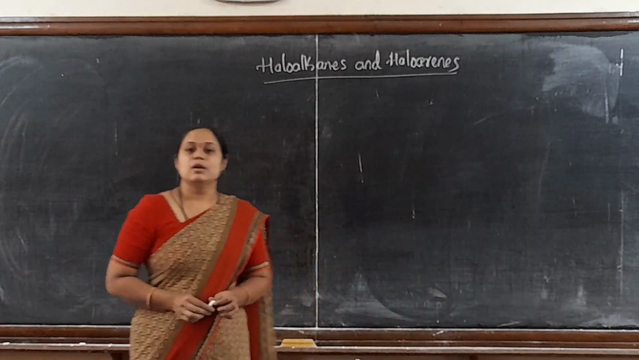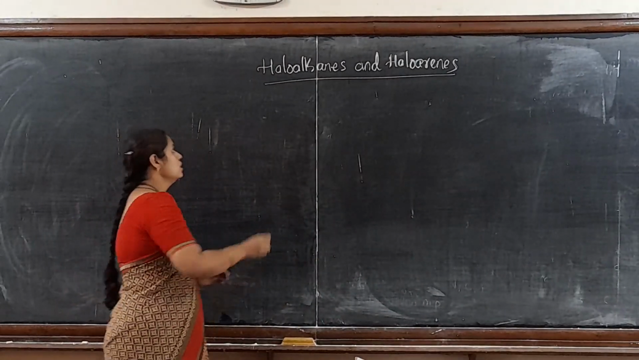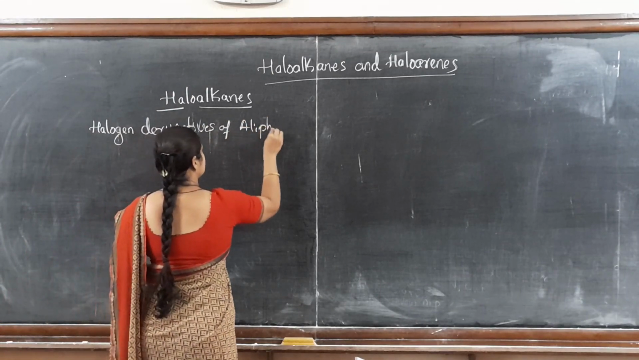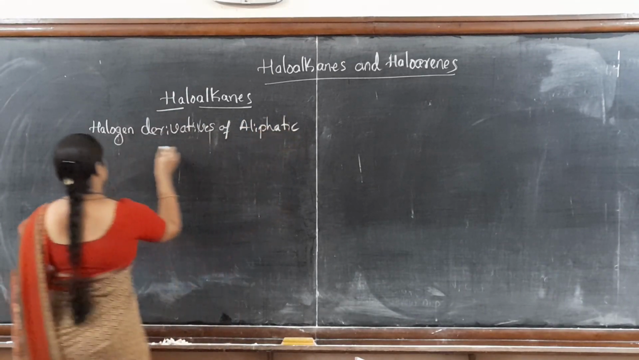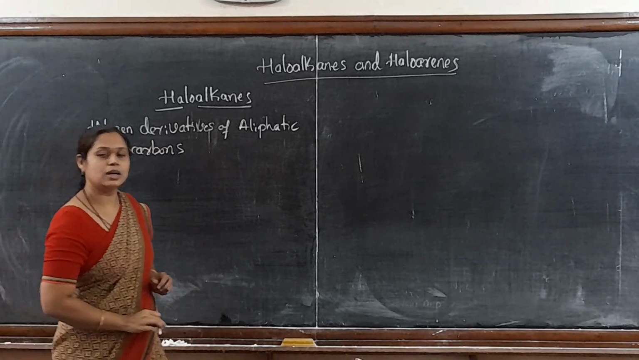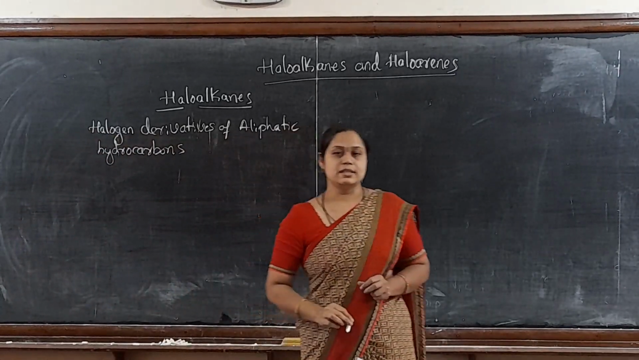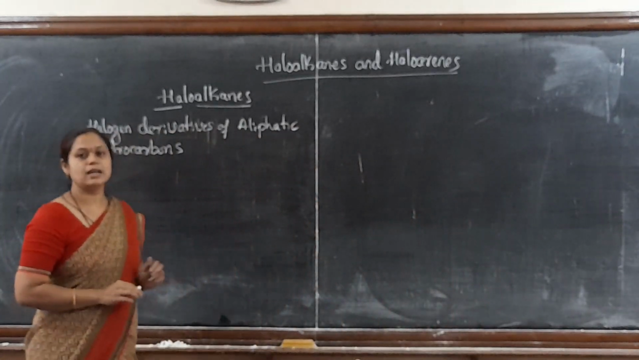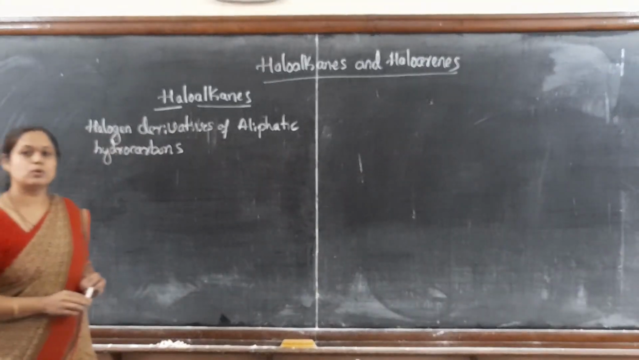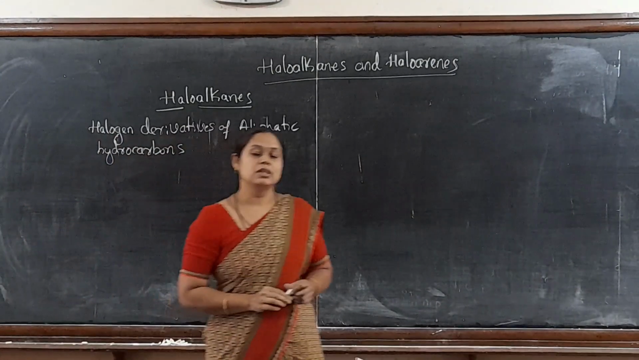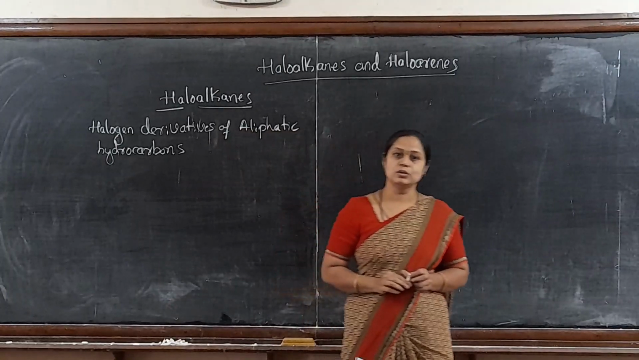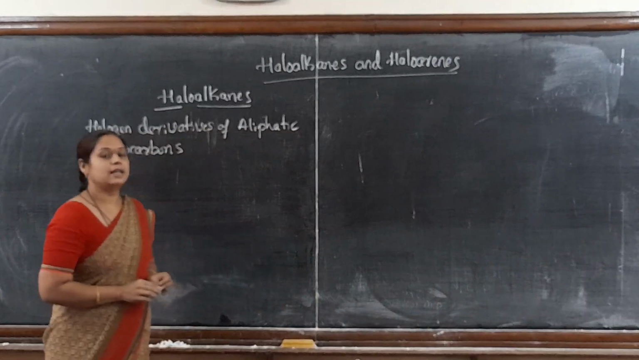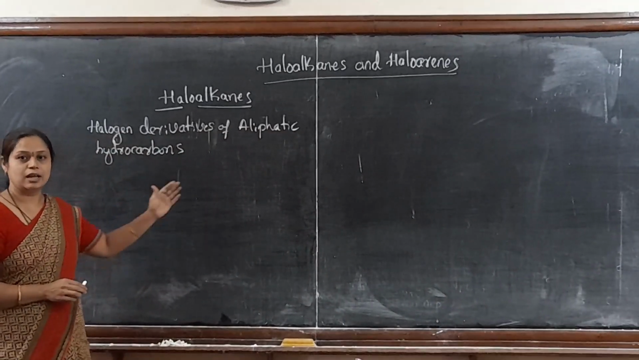First we will see what are haloalkanes. Haloalkanes are aliphatic hydrocarbons containing halogens. Now let us see how we are going to obtain these haloalkanes. They are obtained by the replacement of one or more hydrogen atoms of an alkane by halogen atoms, so we get the haloalkanes.